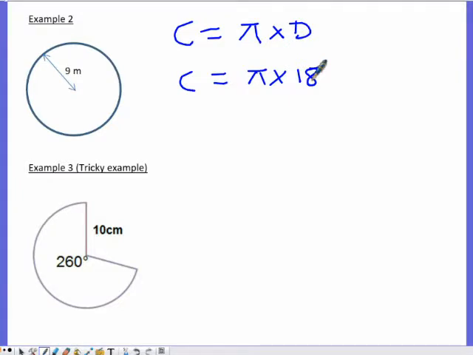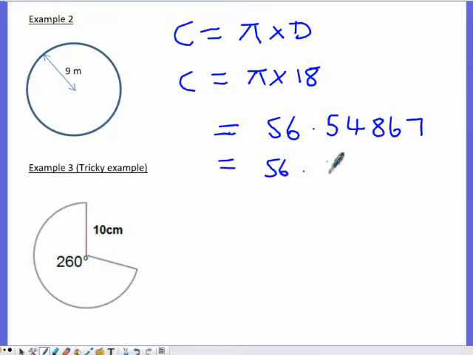Again, if you type this into your calculator, you'll get the answer 56.54867, and a few more decimal places. Again, it will ask you to round this in the question, and if it's set to one decimal place, this would be 56.5 meters.